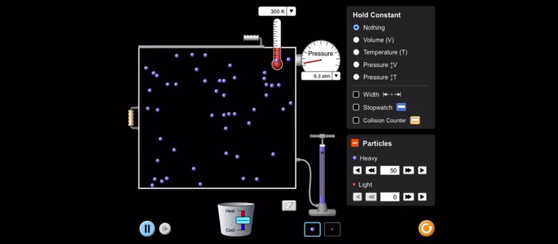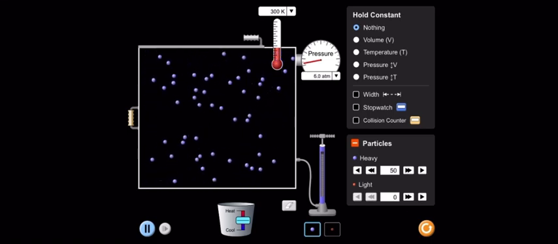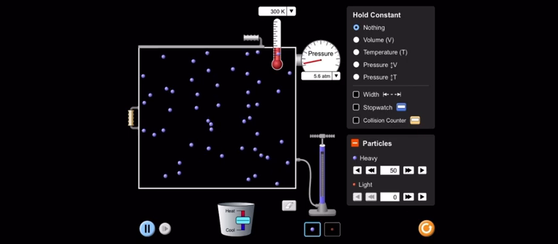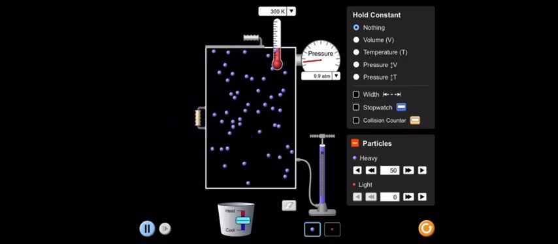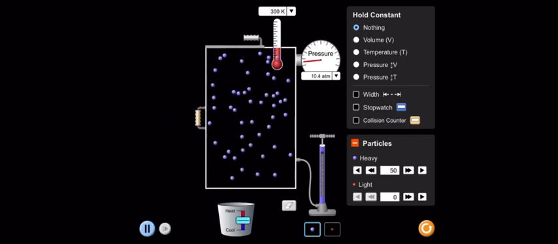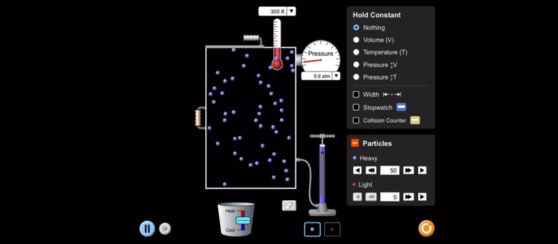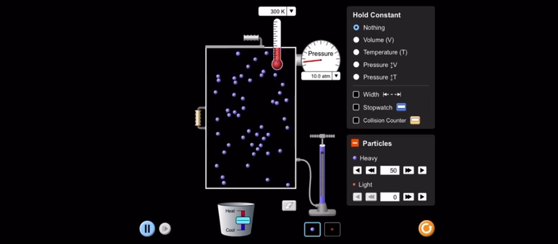So guys, I'm going to decrease the volume. Let's see what happens to the pressure. As you can see, pressure increases. So this means that they are inversely proportional unless the temperature is changed.